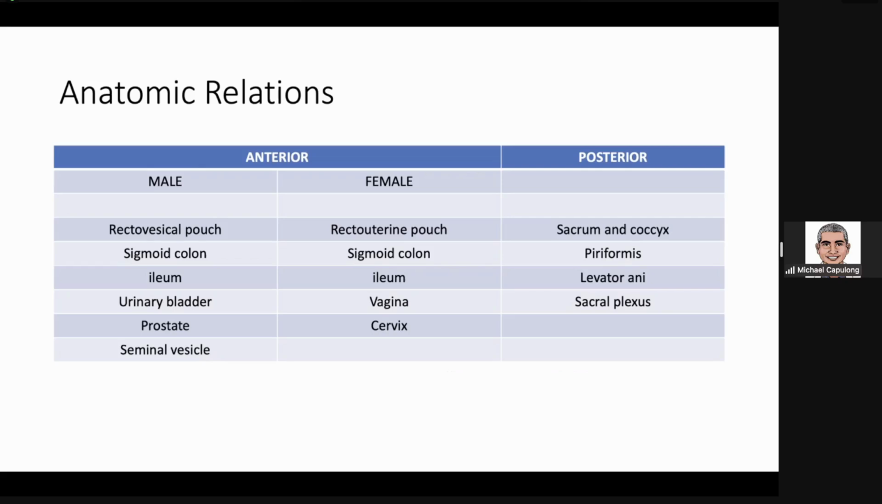There is a slight difference in the anatomic relations in the male and the female. Looking at this table, you see the differences. Due to the presence of the uterus and the female reproductive organs and the male reproductive organs, the anterior relations are varied. However, the posterior structures remain the same.